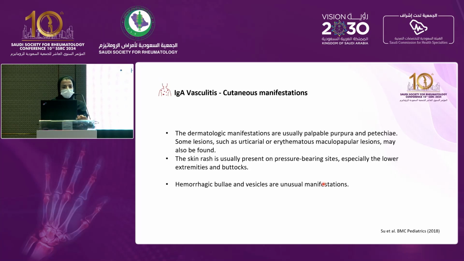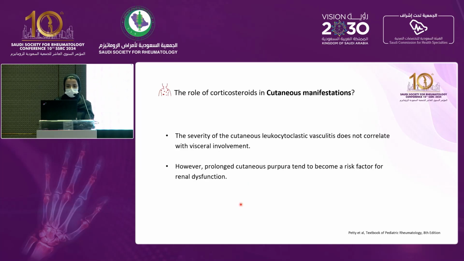How about the cutaneous manifestations? Usually they present, as we mentioned, with purpura and petechiae. However, other manifestations can present, and hemorrhagic bullae and vesicles are usually rare but severe manifestations. And keep in mind, they found that the severity of cutaneous leukocytoclastic vasculitis does not correlate with the visceral involvement. However, as we mentioned, prolonged purpura is associated with a higher risk of nephritis.